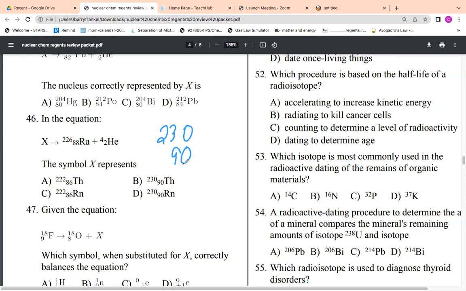So what element is element number 90? That would be Th, thorium. So thorium 230 would be our answer. So B.